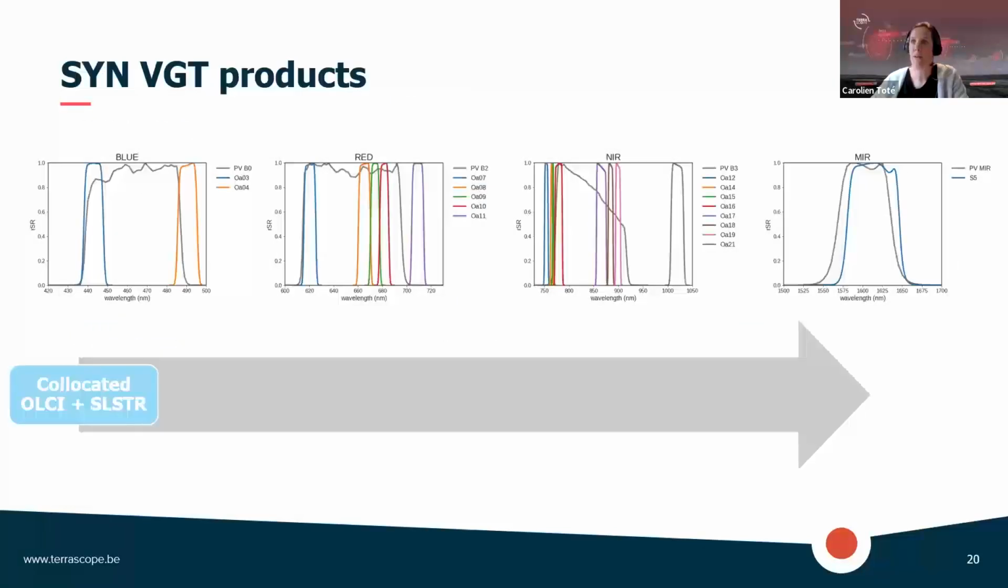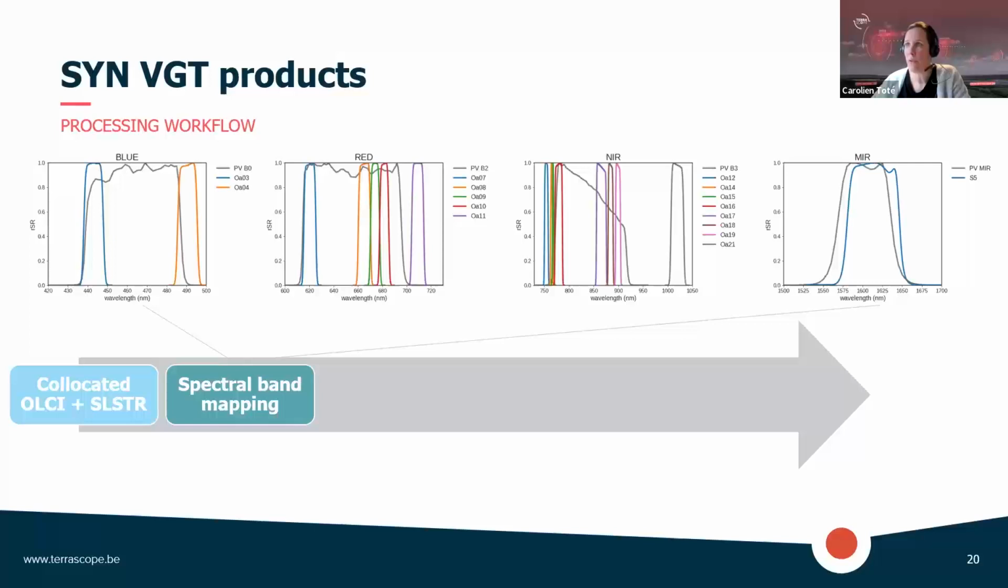How are these products generated? This is a general overview of the processing workflow. The starting point is the collocated observations from OLCI and SLSTR. Next, a spectral band mapping is done.